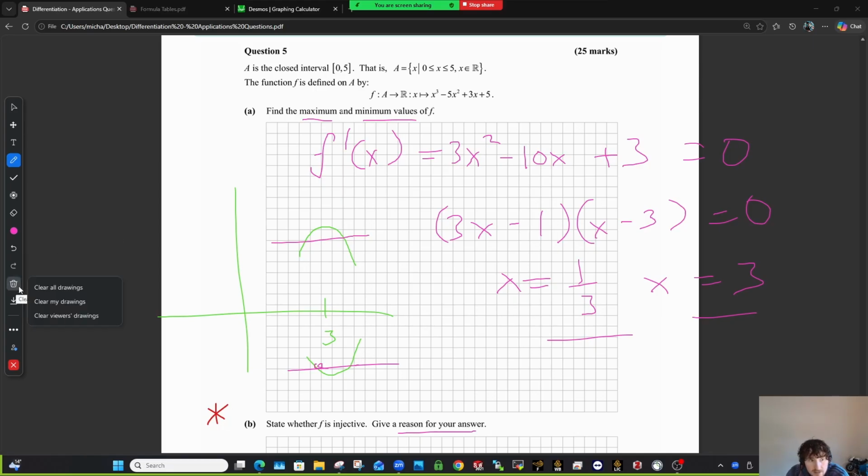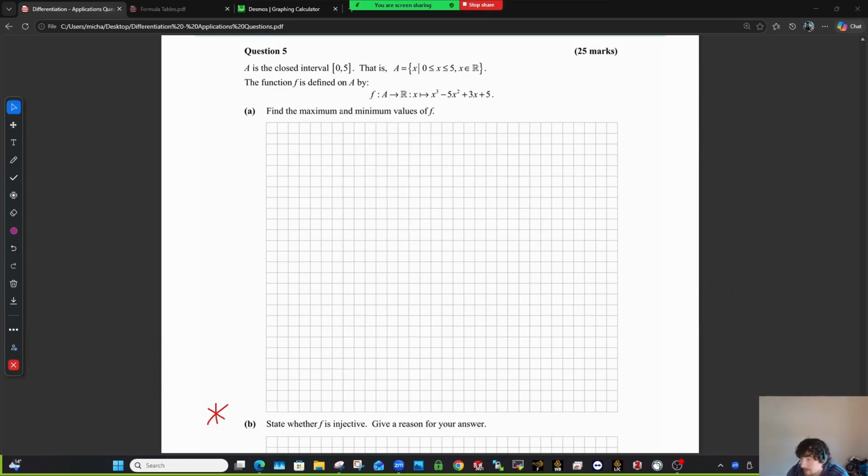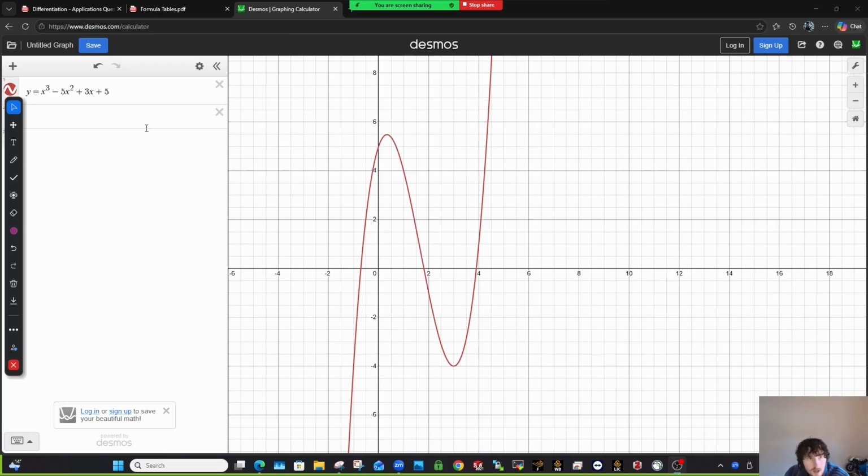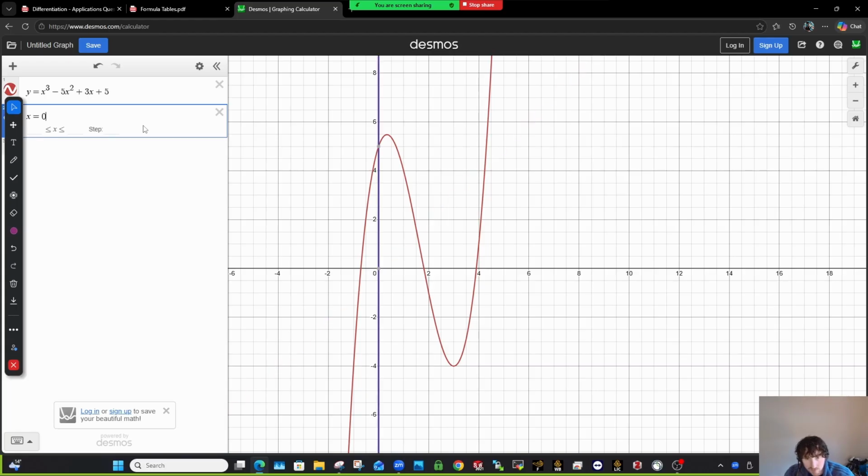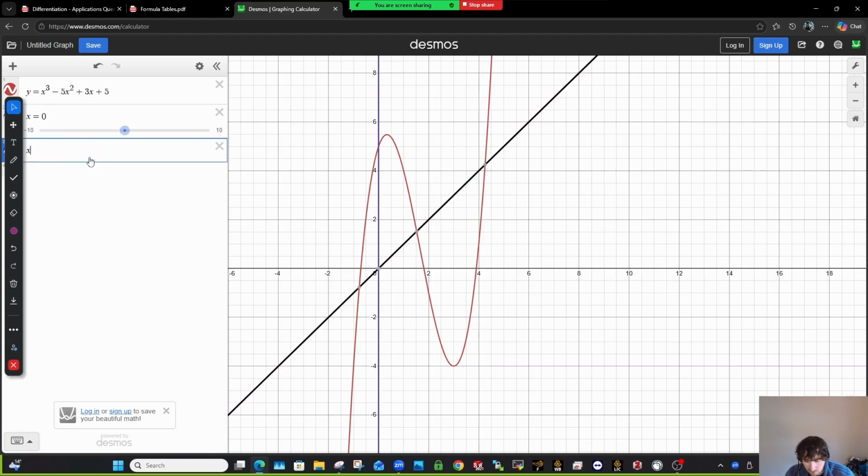And I'll graph this in Desmos first, of course, so we can confirm this. So I'll pause the video. Okay, there's our function. And then we'll put the domain that we actually care about in. So a vertical line through 0 and a vertical line through 5.